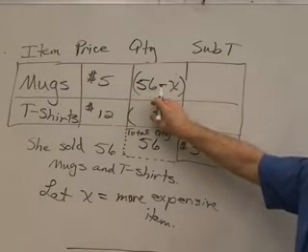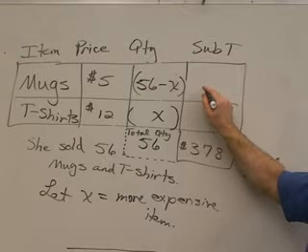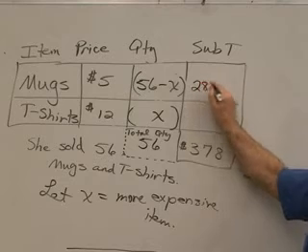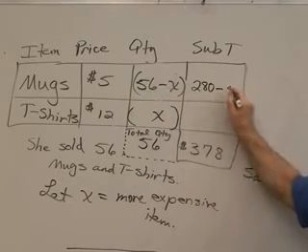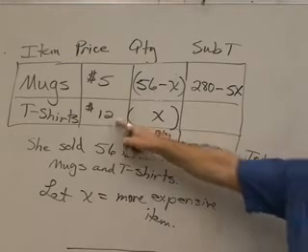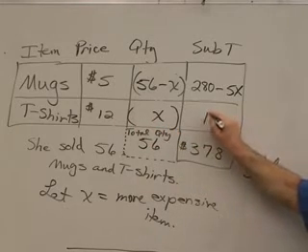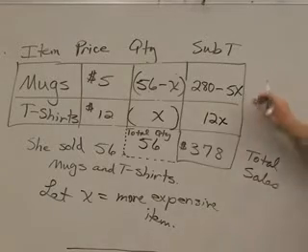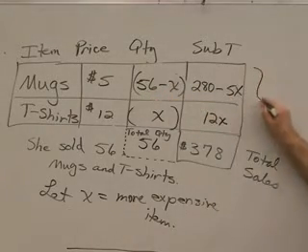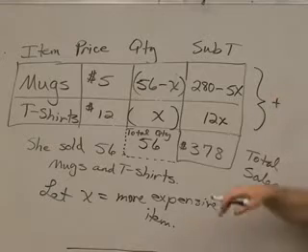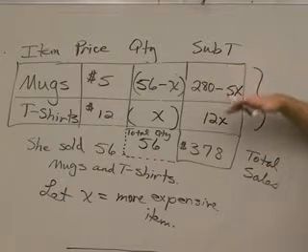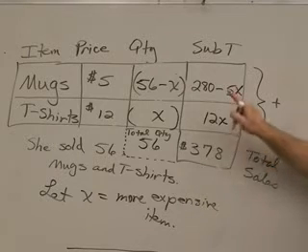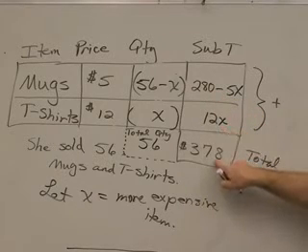5 times 56 is 280 maybe? Minus 5 times X is 5X. And 12 times X is 12X. And what do we do with these two numbers? We multiply across, and then we add down, don't we? This is what we spent on mugs, plus what we spent on t-shirts, is what we spent all together. So our equation is this thing plus that thing equals 378.